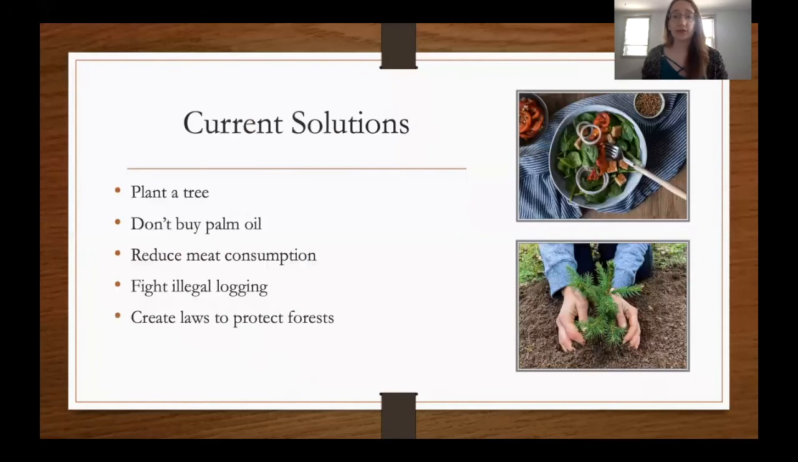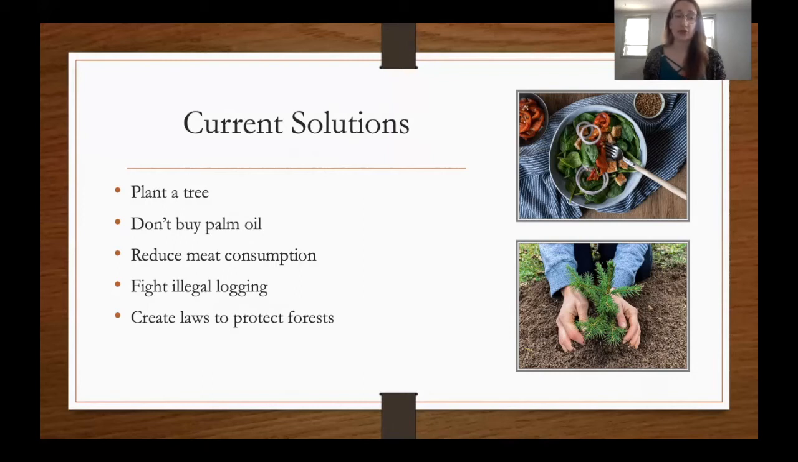So, what are current solutions to this issue? Many people are saying plant a tree. Don't buy palm oil, as that industry is largely supported by logging land for space. Reduce your meat consumption. If you eat less meat, then the demand for meat won't be as high, and these cattle ranchers won't have to have as much cattle to meet demand.